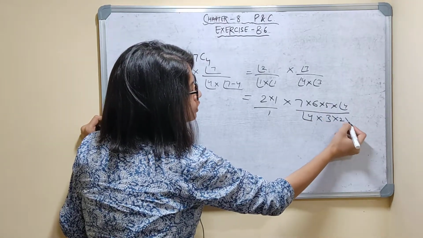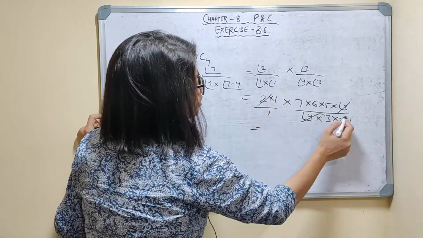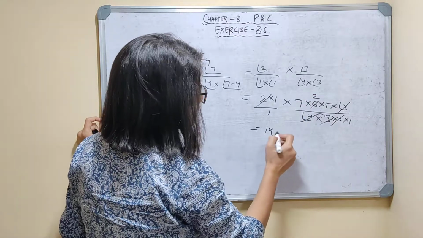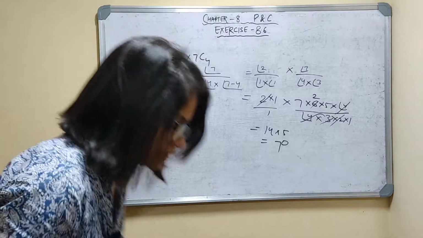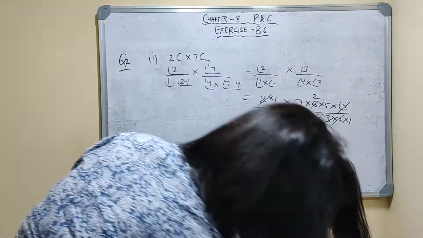I will write 3 into 2 into 1. 4, 4 cancel factorial. This 2 cancel. 3 twos are 6. So 7 twos are 14, into 5, 5 fours are 20, 70. So the answer is what? 70. First part is 70. Now second part.